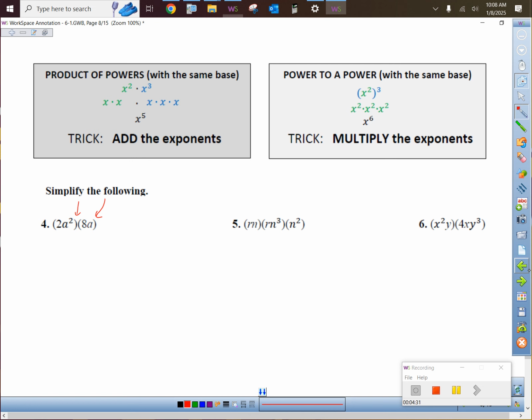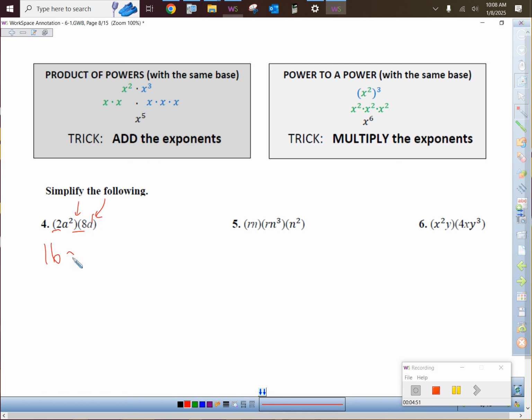Numbers times numbers. Help me, 2 times 8. What would that turn out to be? 16. Then a's times a's. A squared times a to the 1st would be a to the 3rd, because there is a 1 there. Are you with me on that? So you're adding those exponents up.